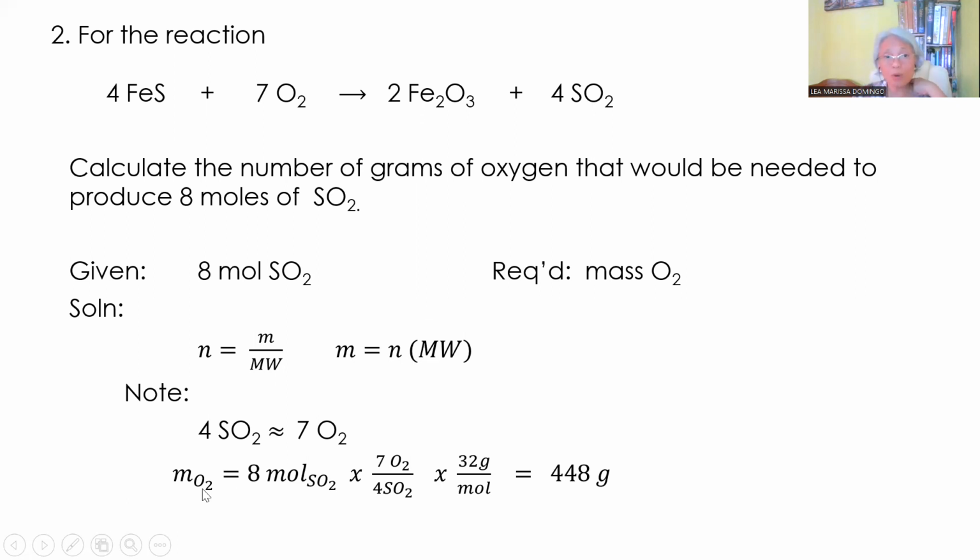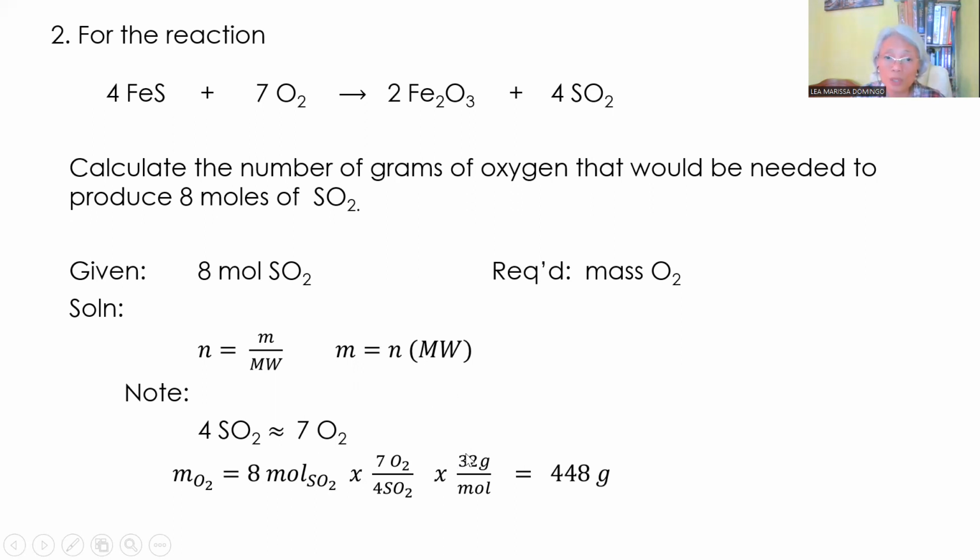Okay, so the required mass of oxygen is, so this one, 8 moles of sulfur dioxide times 7 O2 upon 4 SO2 represents, so this product represents the number of moles of oxygen. Okay? So, kung yung 4 moles of sulfur dioxide equivalent sa 7 moles, so yung 8 moles equivalent siya sa ilan? Parang ganun. No? So, 8 moles of sulfur dioxide times 7 moles of O2 upon 4 times 32.